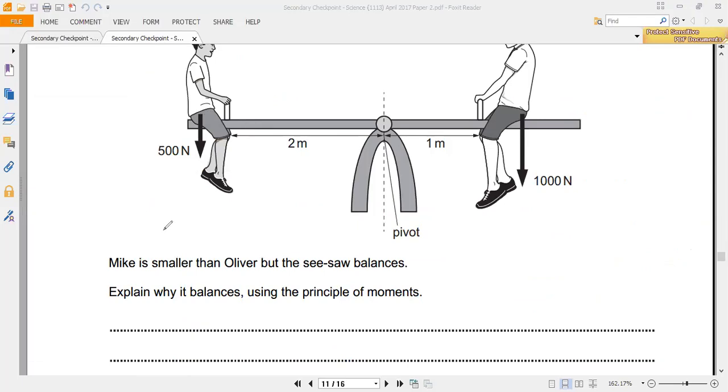For example, we can say because it's balanced, the moments are the same. So we have to say 500 times 2 should equal 1 times 1000. 500 times 2 is 1000, and 1 times 1000 is 1000.